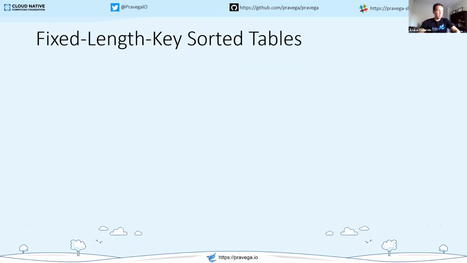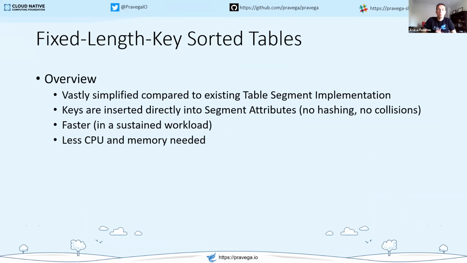Okay, so I'm going to spend one slide to talk about this big backend change that enables all of these new things in beta 2. We introduced something called a fixed length key sorted table. Overall, they're vastly simplified compared to existing table segment implementations, simply because we are able to insert the keys directly into our segment attributes. So we don't have to do any hashing or collision handling in the backend. Most of the infrastructure that we have for table segments on top of regular segments has to resolve collisions and hashing, and that introduces some amount of complexity.